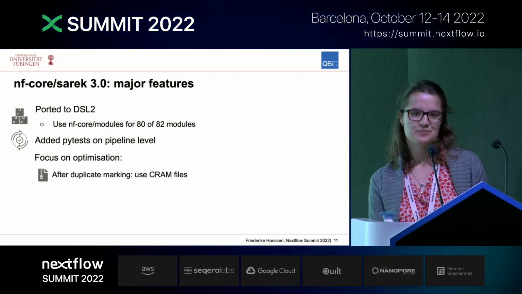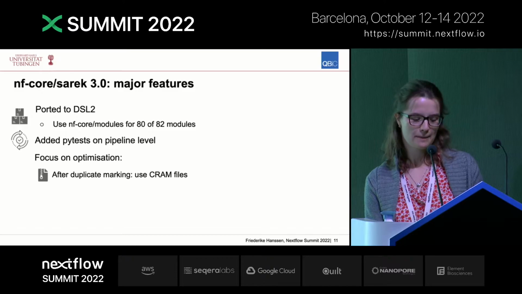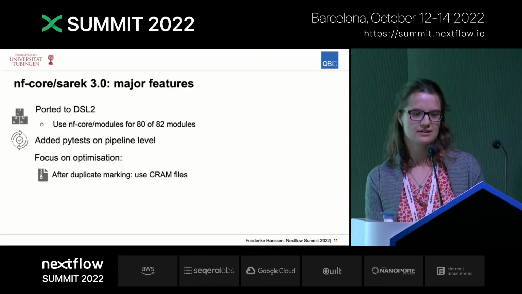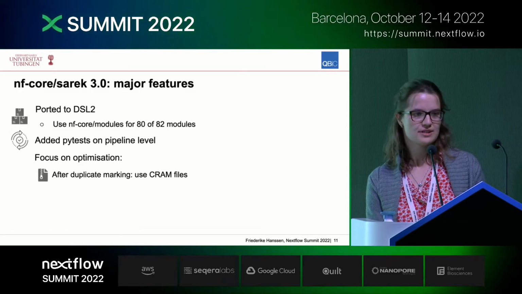One aspect of this release was also focusing a little bit on optimization. For this, one of the points with Sarek is always that the results file can be quite big. So after duplicate marking, we are now compressing everything to CRAM format and then run the rest of the pipeline on this, reducing the results file size.